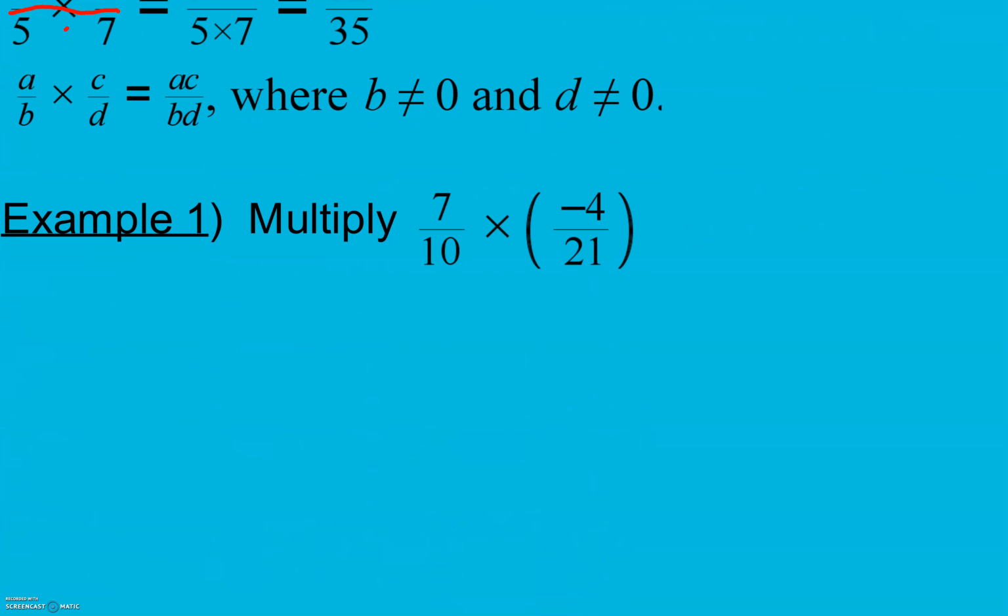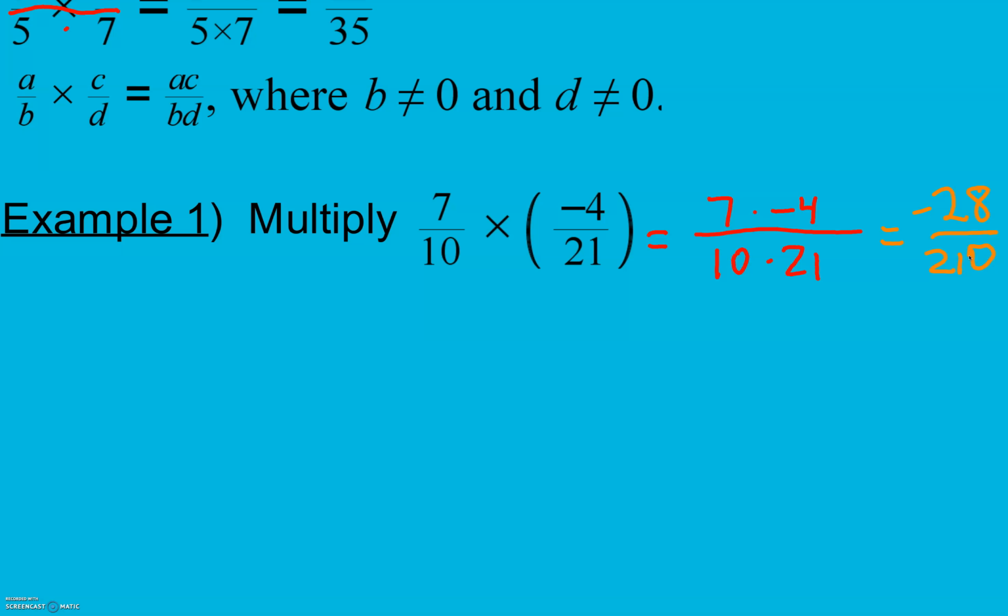So in example 1, I have 7/10 times -4 over 21. Here, I'm going to rewrite this as one fraction, where I take numerator times numerator over denominator times denominator. From here, we have two options. We can either multiply straight across first and then reduce.